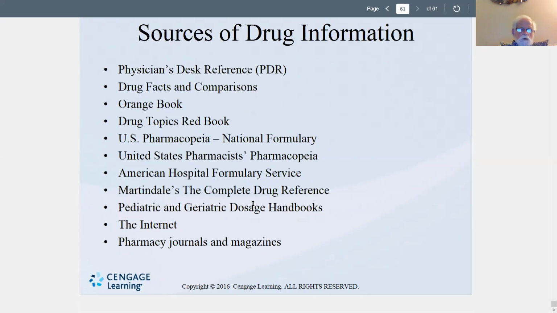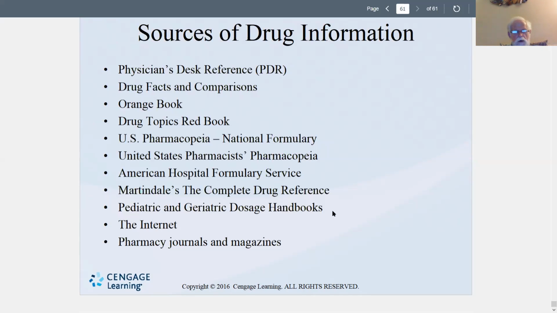There are others here. One that you should be familiar with is the Pediatric and Geriatric Dosage Handbooks, because very young and very old patients handle drugs differently and require different doses depending on their conditions.